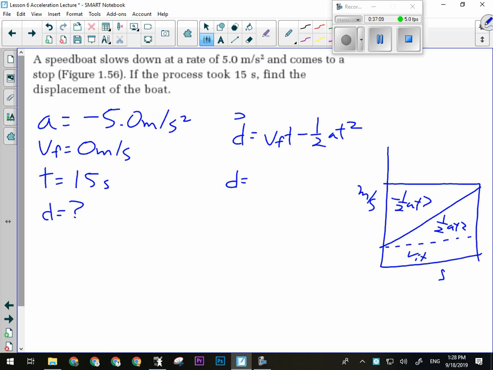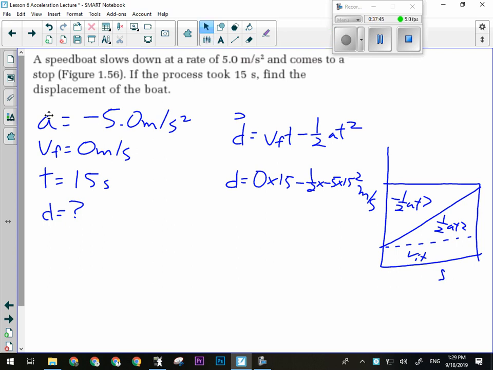Okay? All right, so in this one here, I'm solving for D, so I don't have to manipulate. I'm just going to take 0, because it comes to a stop, times T, which is 15 seconds, which really doesn't matter because it's 0, minus 1/2 times negative 5 times 15 squared. All right, everybody with me on that? I have to remember to keep the 0 in here, though. When we were doing the VF times T, or the VI times T, we just took it out. But now that I'm subtracting, it's got to be 0 minus a negative number. I'm going to go into the negatives here. I'm sorry, I'm going to go into the positives here, 0 minus.